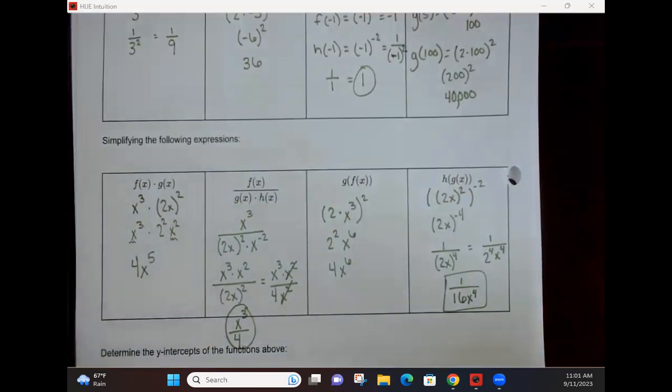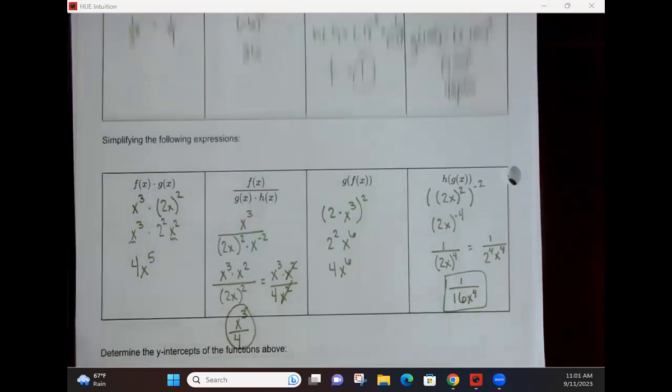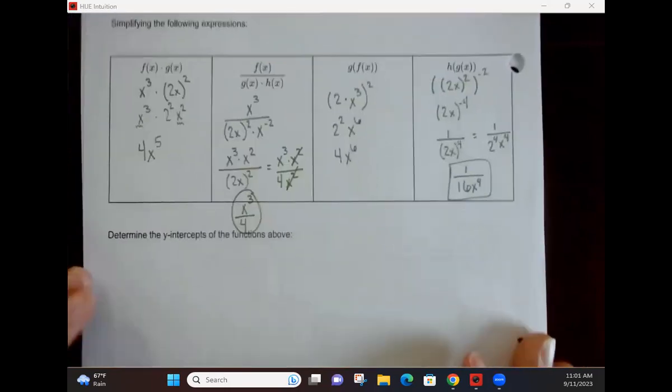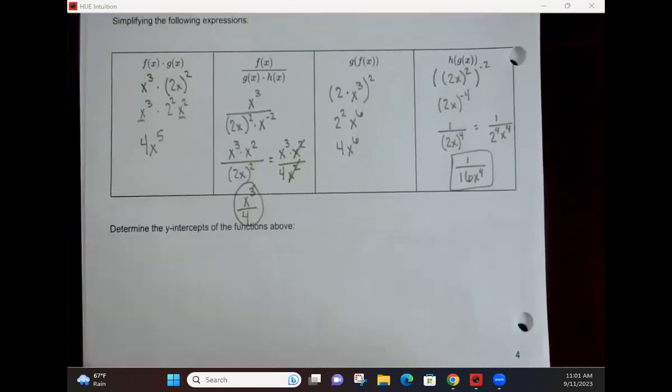Same composition of functions that we did in our last unit, but now bringing in those exponent rules. And then our last problem here asks us to find the y-intercept. That's again something we did in our last unit. I don't want you to forget. That's not something that's going away. So how would I find the y-intercept if I know the function?